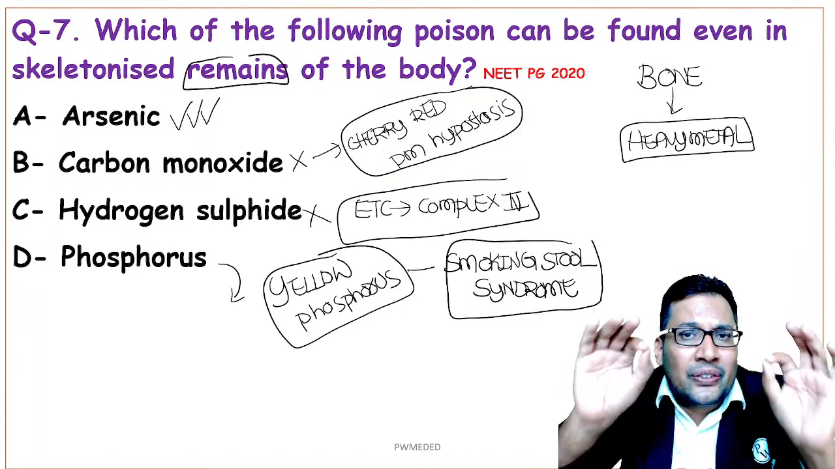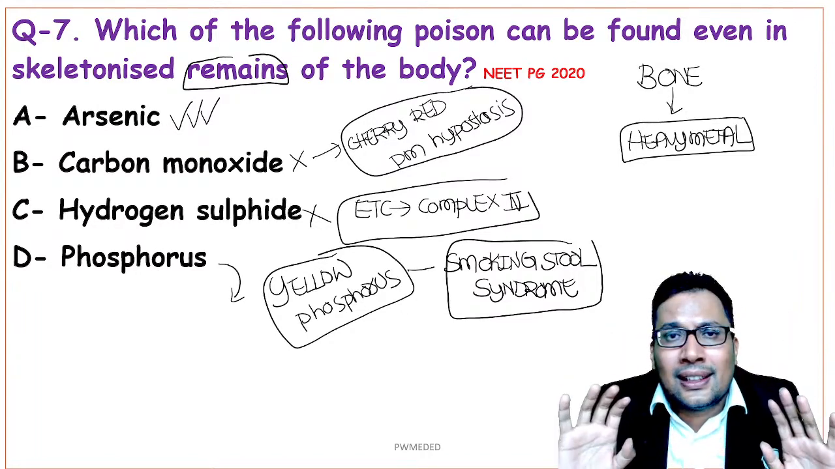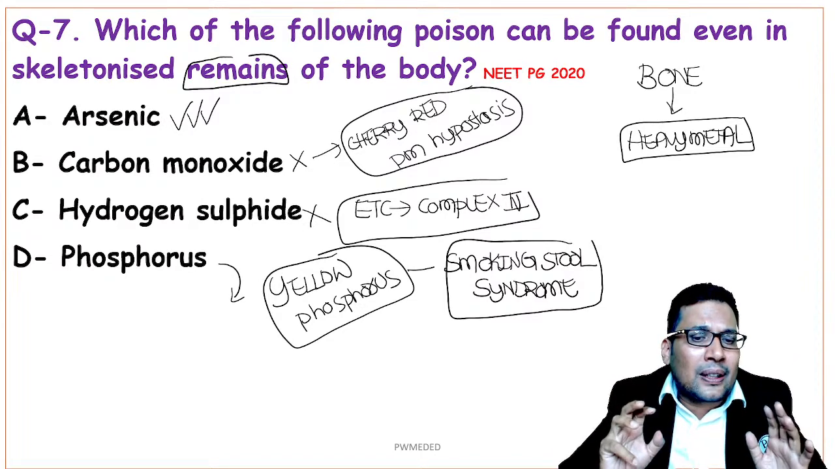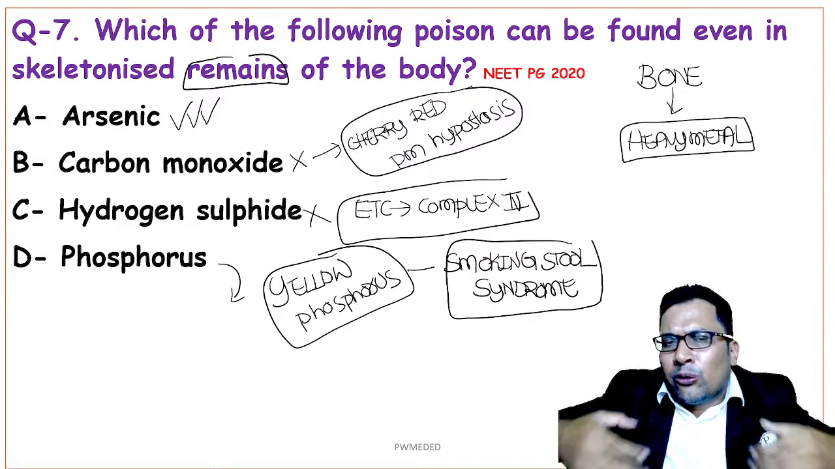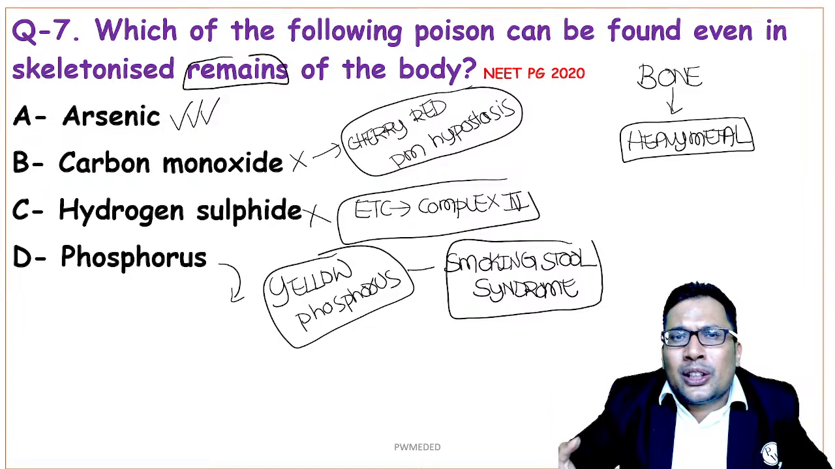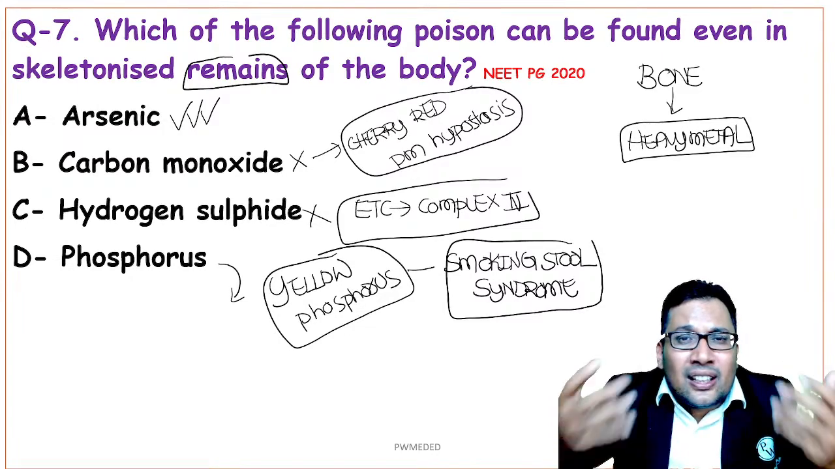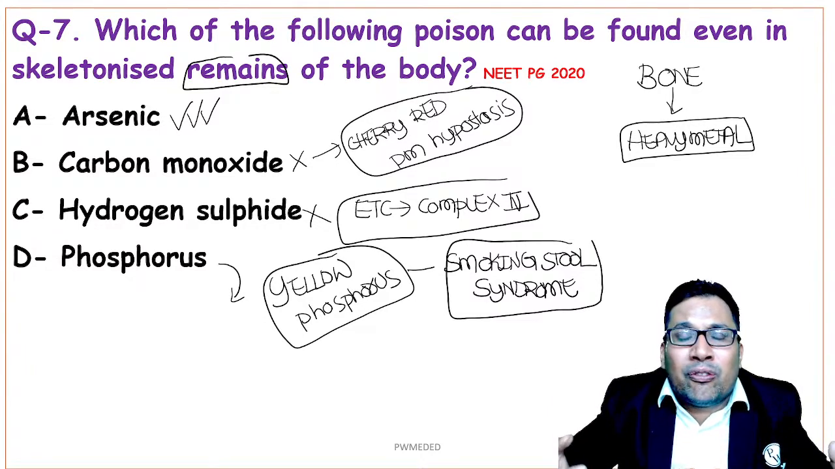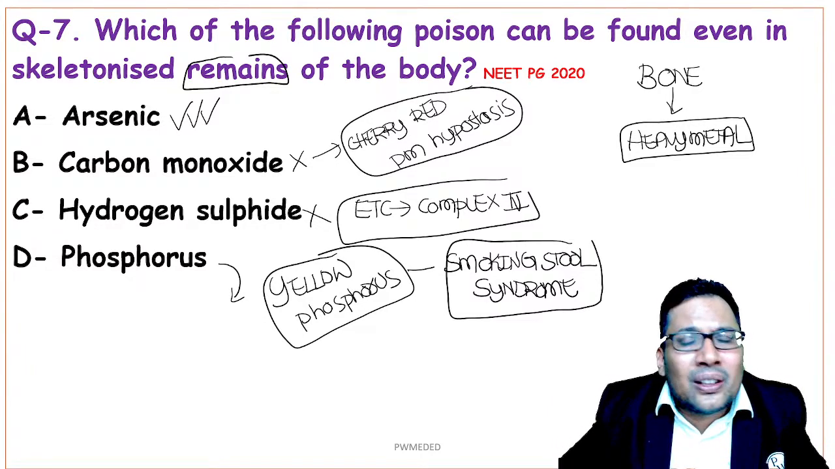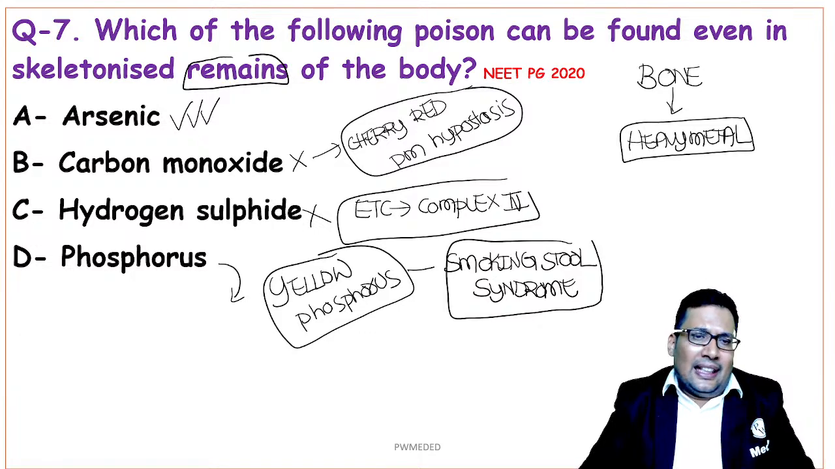Remember, red phosphorus is non-poisonous. Only the white or yellow phosphorus is poisonous. It can lead to smoking stool syndrome. It can lead to hepatic necrosis. One of the differential diagnoses is fatty necrosis of the liver. So many things can be asked in the exam.